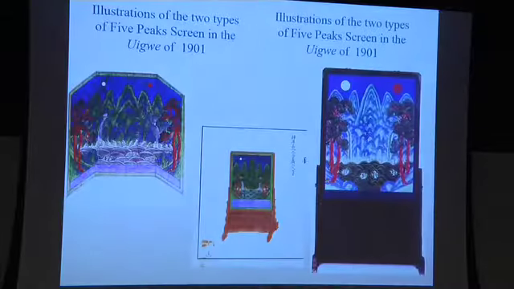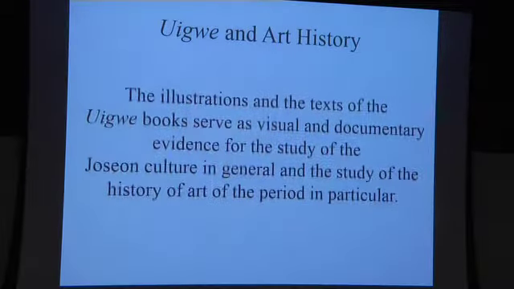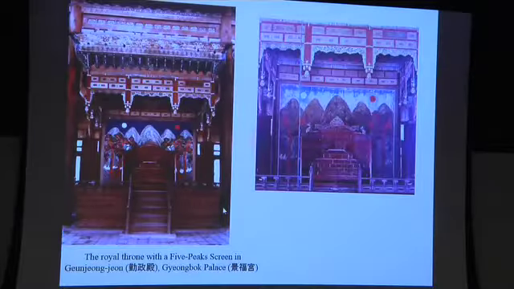And then these are the illustrations of 5 big screens. And this is what I think is really important. Not only the illustrations, but the texts of the Uige document book serve as visual and documentary evidence for the study of Joseon culture in general and study of history of art. So let's see.